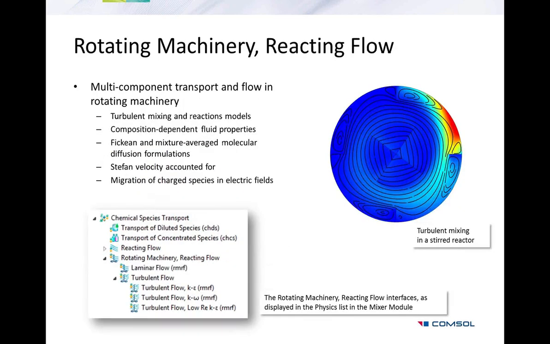The second multiphysics interface in the mixer module is the rotating machinery reacting flow interface. It models multi-component transport and flow in rotating machinery, including turbulent mixing and reaction models, as well as composition-dependent fluid properties. We can choose between Fickian and mixture average molecular diffusion formulations, and the Stefan velocity is accounted for. You can also include migration of charged species in electric fields.